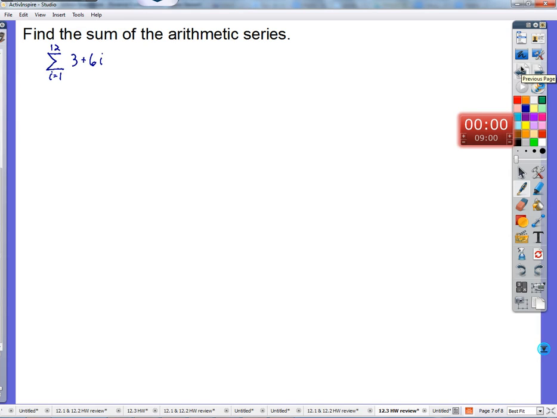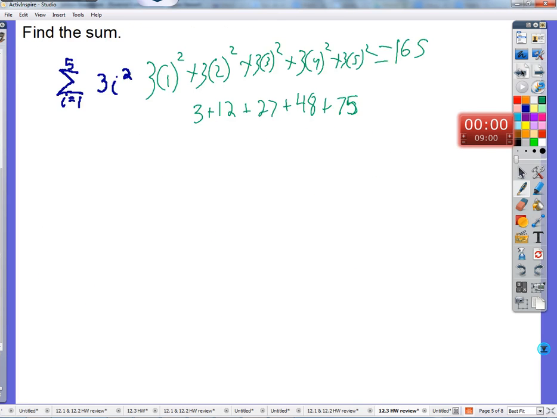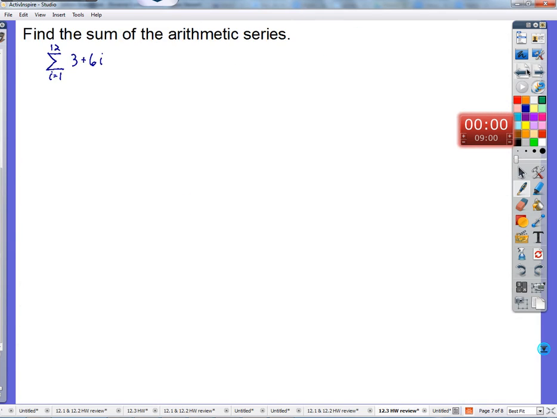Okay. Well, as Anthony showed us on this other question, we can do it the long way and plug in 1, plug in 2, plug in 3, plug in 4, plug in 5. Except for this problem, we'd have to plug in all through 12. 1, 2, 3, 4, 5, 6, 7, 8, 9, 10, 11, 12. Right? We plug in 12 numbers and add up 12 of those.